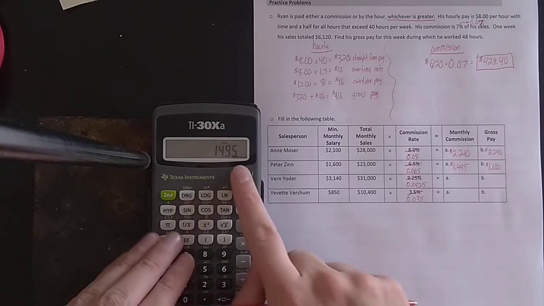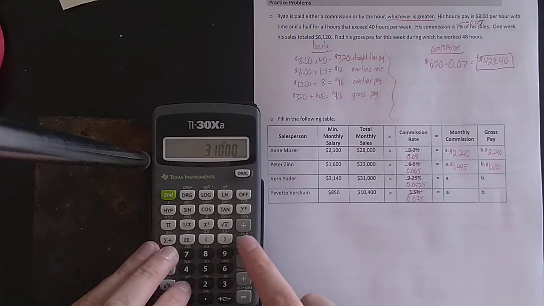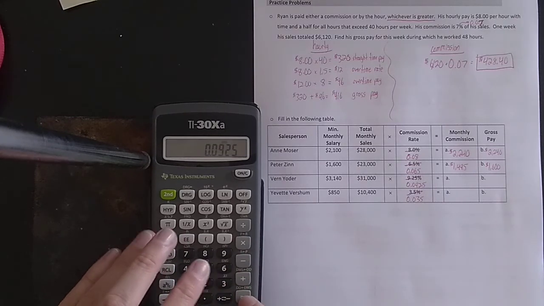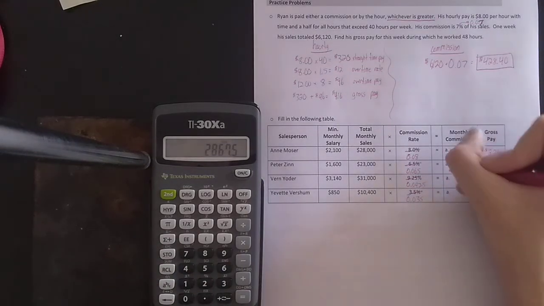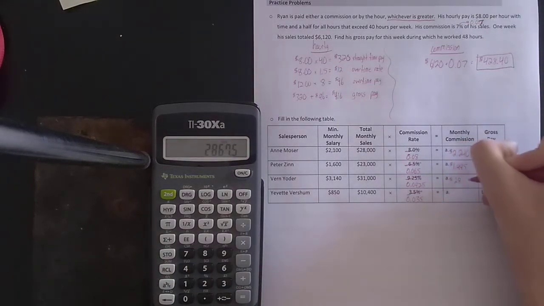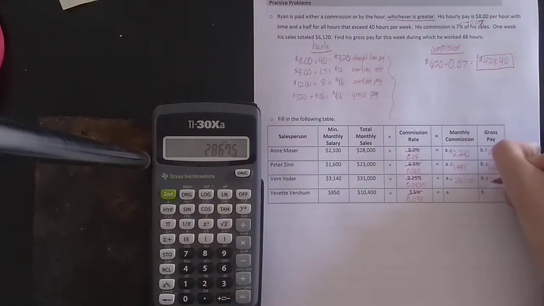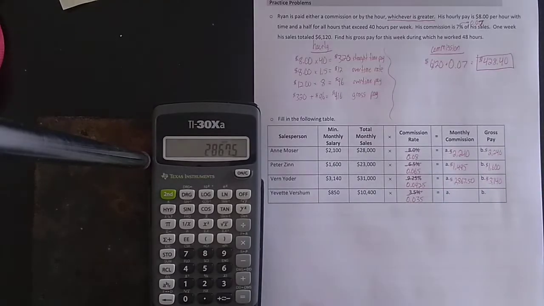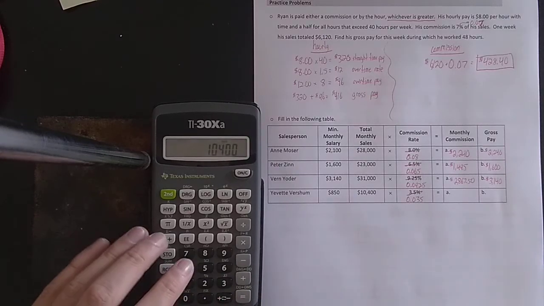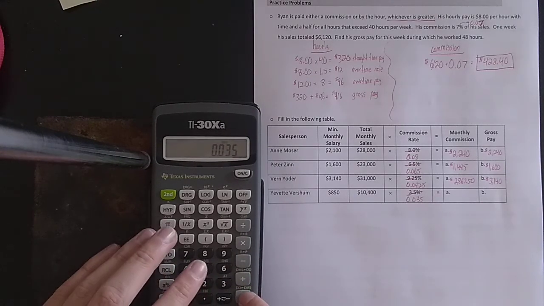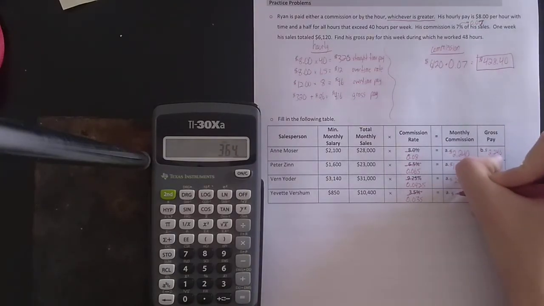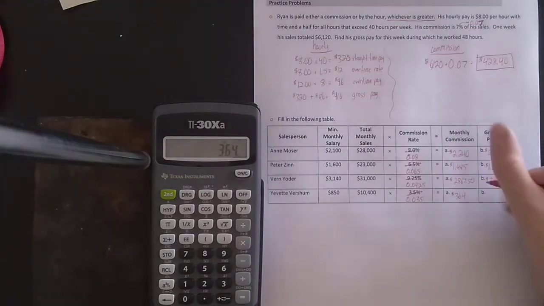Let's go on to Vern Yoder. $31,000 in sales, multiplied by 0.0925 because the commission rate was 9.25%. He would be making $2,867.50, but that's less than his minimum monthly salary, so he's just going to get the minimum, $3,140. And last, Yvette Bersham, she makes $10,400 in sales times 0.035. Her monthly commission is very low, only $364, well below her minimum monthly salary. So she's going to end up making $850.